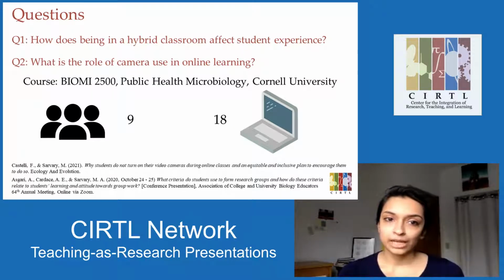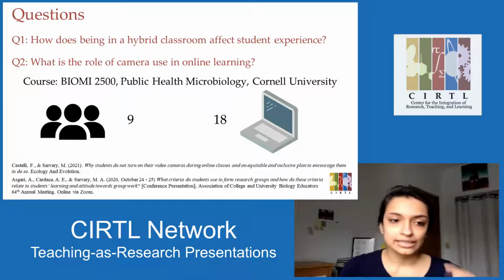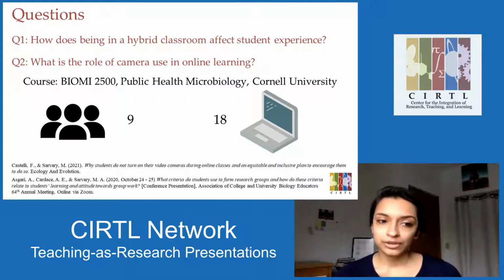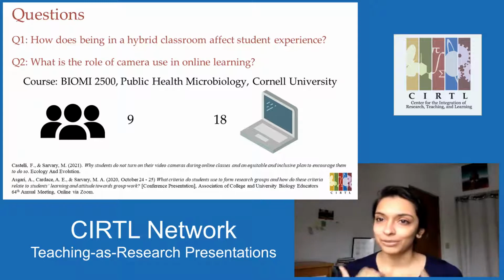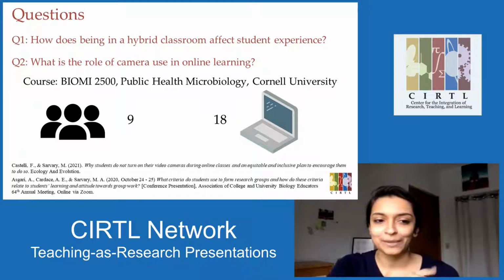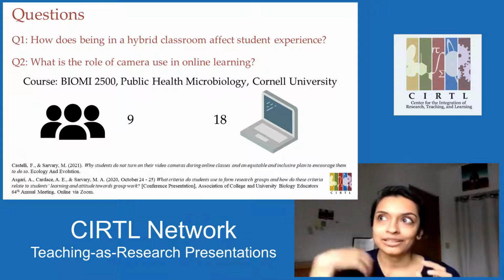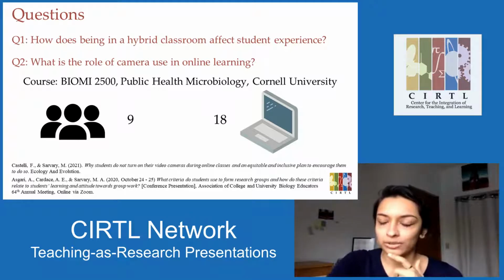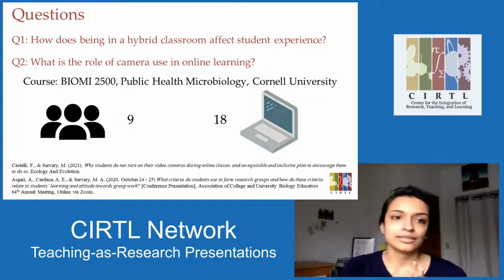The course name was BioMe 2500, Public Health Microbiology, and our assessment was done using an end of semester survey, and I've put in two references down here. The Castelli and Chevari paper in particular was really important in laying the foundation for us in thinking about camera usage and the different factors that could be affecting camera usage in students. The second paper is more of a conference presentation, but I happen to know the authors because they're also from Cornell. And we got some ideas about group work and how to structure group activities and measure those dynamics from that work.